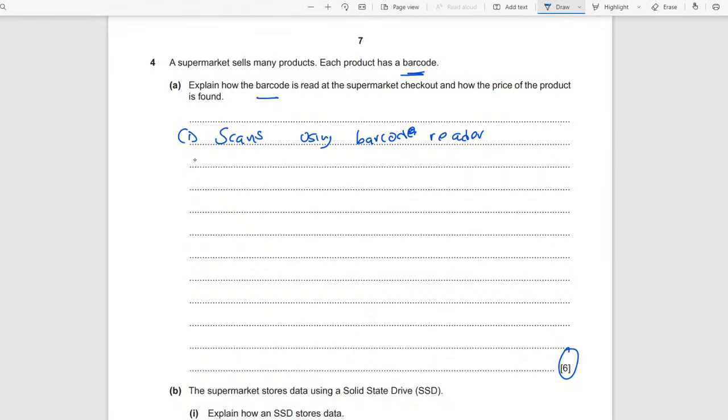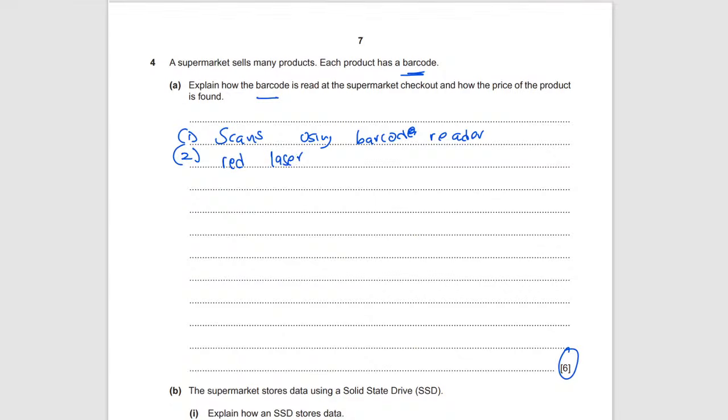After it scans using the barcode reader, the next thing it does is scan this using something called the red light or the red laser. You know the laser that you see on your mouse when you're using it, it's the same laser that is used on the barcode. And number three is that the light will be reflected. So you write light will be reflected, and that's how it reads the data.